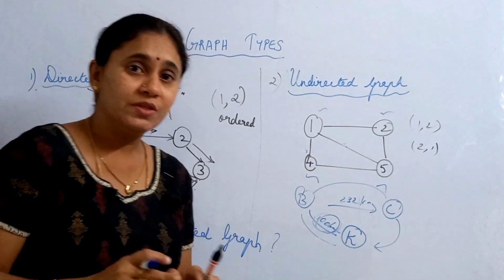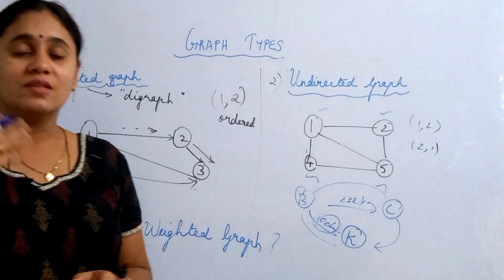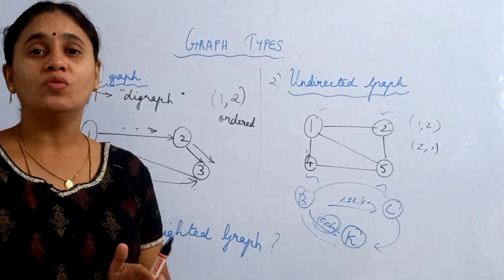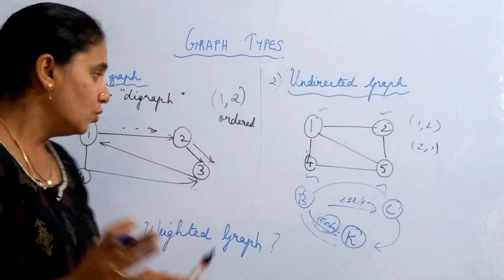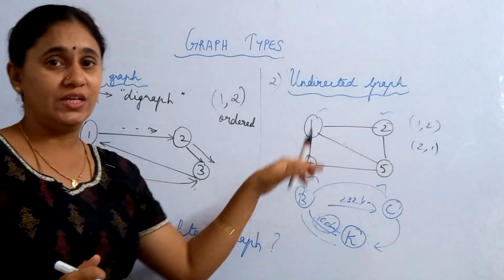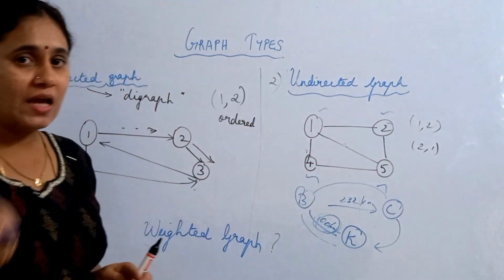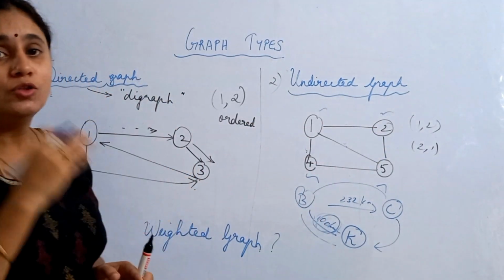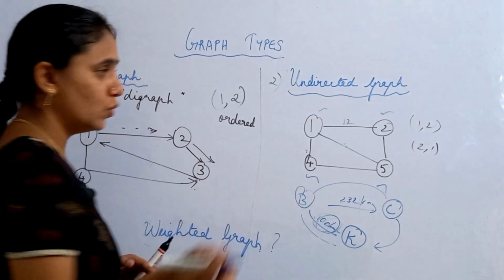So for that purpose we are using these weights. The weight is nothing but the kilometer of traveling or a meter of traveling. So like this we can tell. Weight tells you the value of each and every edge. For example, if I want to travel from vertex 1 to 2 or from 2 to 1, they may fix the weight as 12.